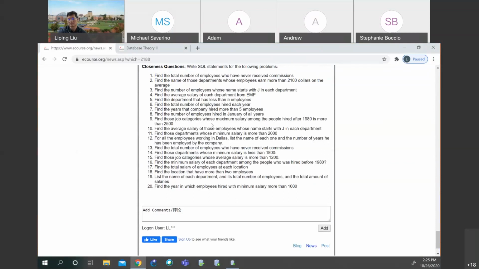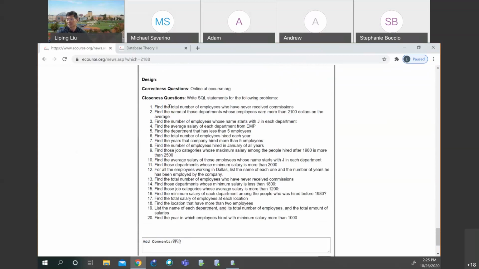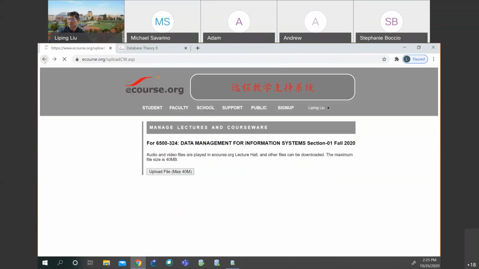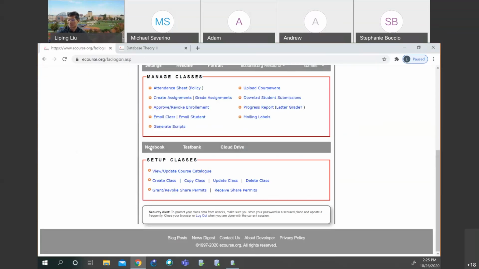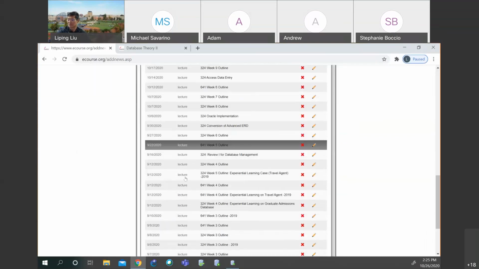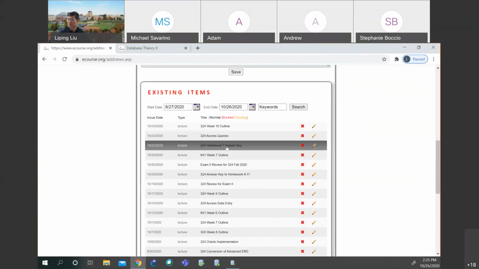I was just gonna point out that number 1 and 13 were the same question, I think. Let me see. Find the total number of employees who have never received commission. And the 13, find the total number of employees who have never received commissions. Correct. So these are actually the same questions, so I need to change that right away. Otherwise, we'll come back to the future classes. So let me say that was homework.